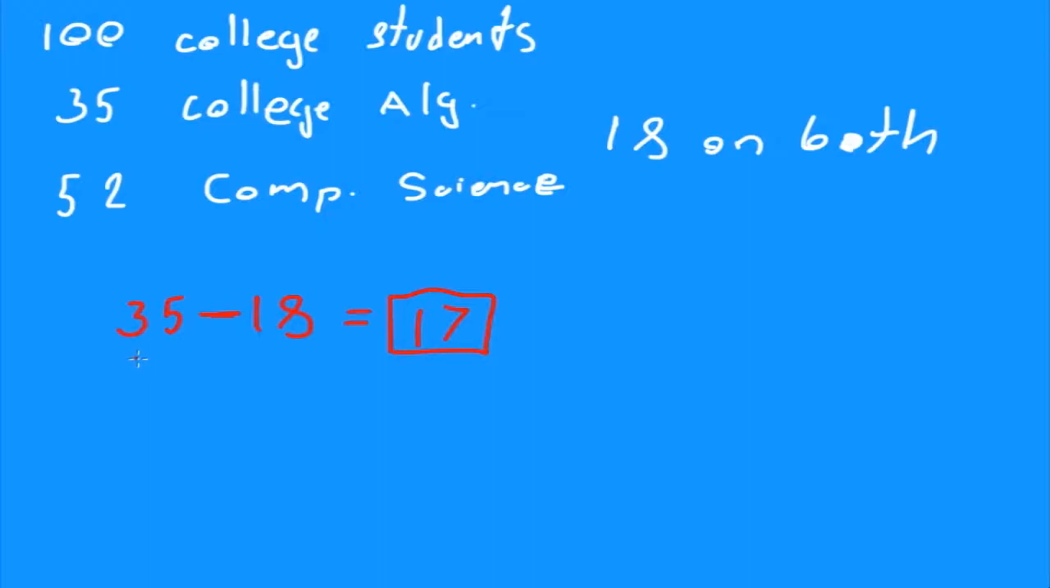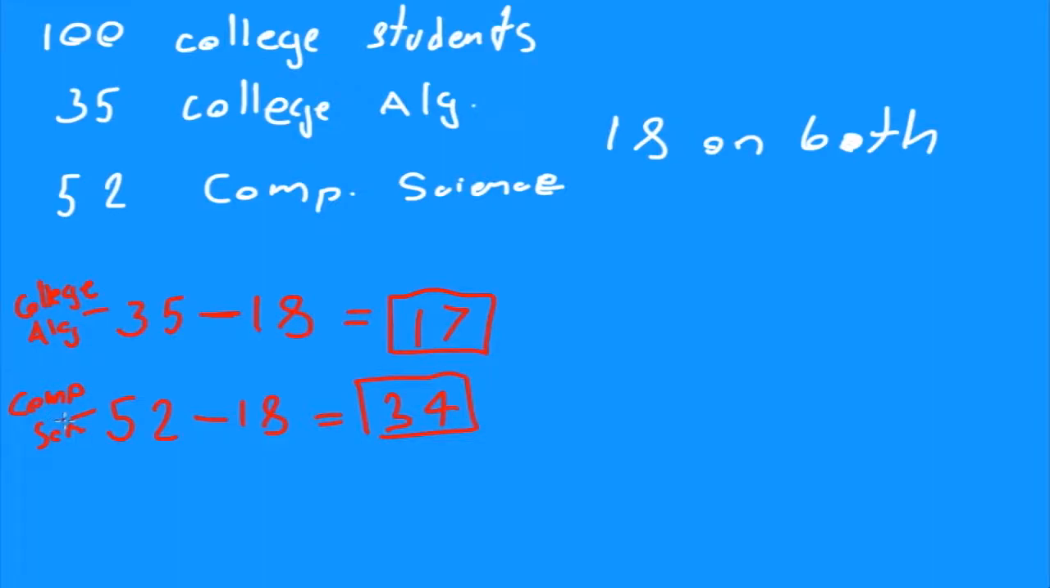And now how many students are in computer science? Well, that would be 52 students in computer science minus the 18 students that are in both courses. That would be equal to 34. So that's how many. This is for college algebra, and computer science.